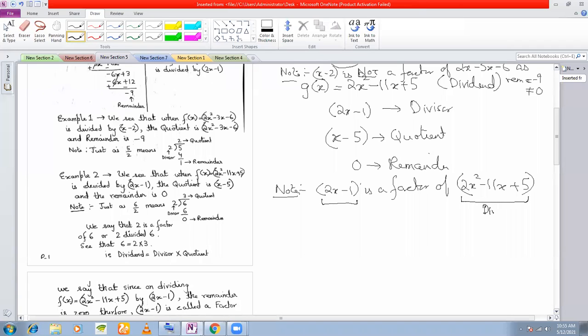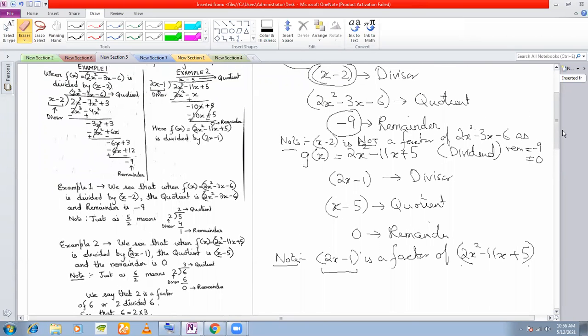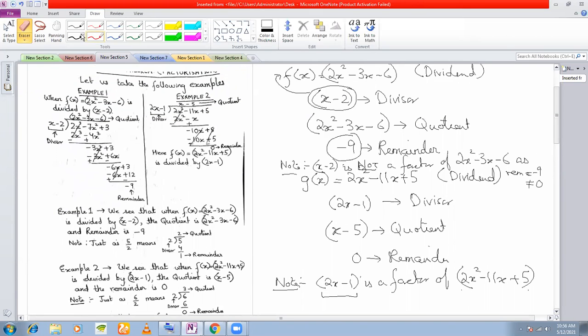Since this was my dividend, you can compare it to 6, and you can compare this with 2, and this is your divisor. So what do you do to get the other factor? You can divide the dividend by the divisor, or the factor, to get the other factor, right? I've already done the division here. I'm getting x minus 5 as my quotient, and the remainder is 0.